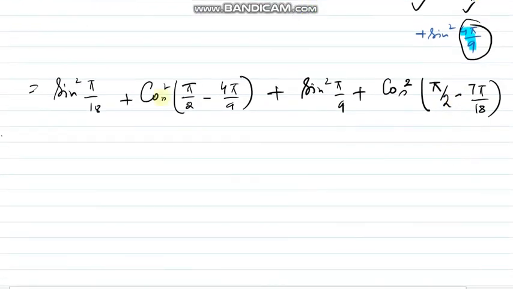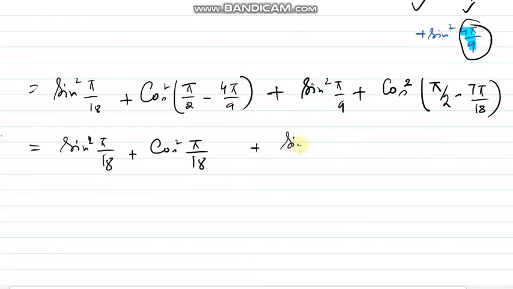Okay. So now if I add them, sine square pi by 18, if you simplify this, you will also get cos square pi by 18. Just check, 18 LCM, so it will be 9 pi minus 8 pi, so pi by 18 only, plus sine square pi by 9 plus cos square, this will also be pi by 9. Just check, this will be 9 pi by 18, so 2 pi by 18, so pi by 9.